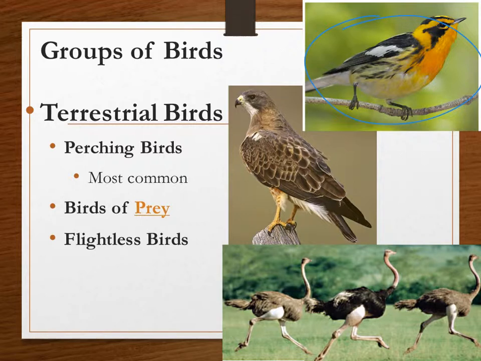Then we have birds of prey, which are also pretty common around here. We see hawks and falcons and things like that. Eagles, they have talons and sharp beaks because they are hunting, more predator type birds. And then we have the flightless birds like the ostrich, emu, etc. Those are birds that are terrestrial, so on land, but cannot fly. And this does not include penguins because they are considered a water bird.